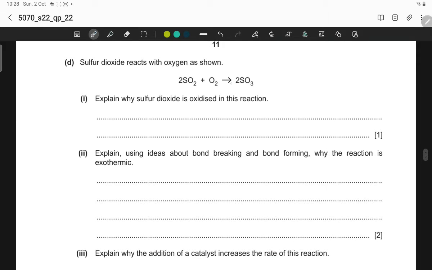Sulfur dioxide reacts with oxygen as shown. Explain why sulfur dioxide is oxidized in this reaction. Sulfur dioxide is oxidized as it gains oxygen.